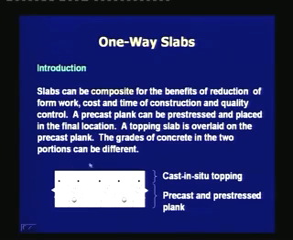This figure shows a precast plank where the bottom part has been precast and prestressed in the yard. These are the prestressing ducts, and the top part is a cast in situ topping where there has been some reinforcement to consider the effects of temperature and shrinkage, and the combination of these two is called a composite slab. That means the bottom part is precast and prestressed, whereas the top part is cast in situ.